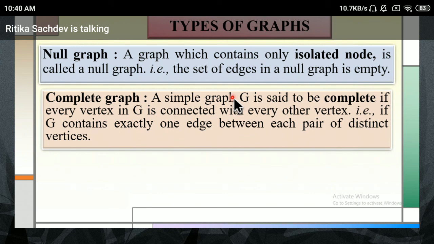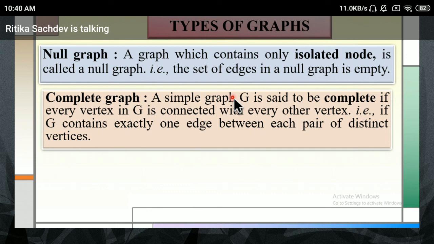A simple graph G is said to be complete if every vertex in G is connected with every other vertex. That means if there are 5 vertices and if you pick up any vertex, then it should be connected to the remaining 4 vertices. So degree of each vertex will be 4. Now in this case, if degree of each vertex is 4 and the total number of vertices are 5, then 5 into 4 will be 20. 20 divided by 2 will be 10. Hence there will be only 10 edges.